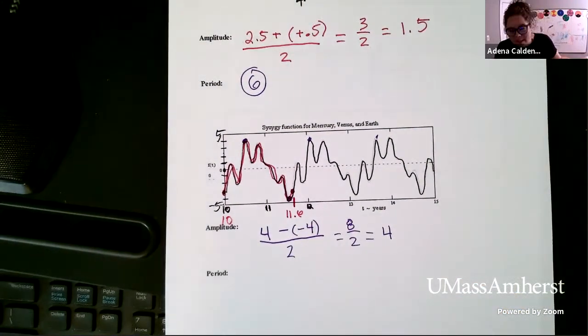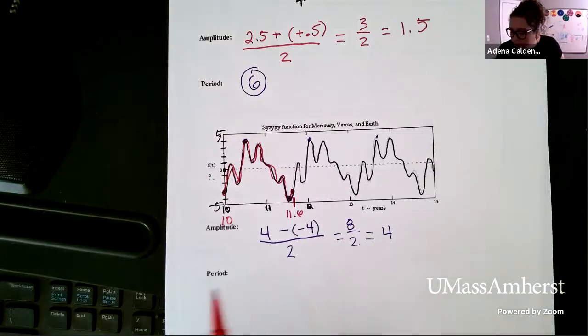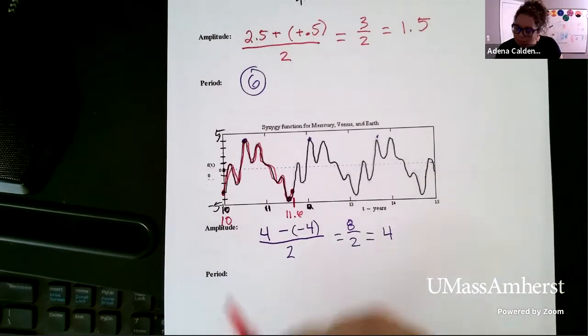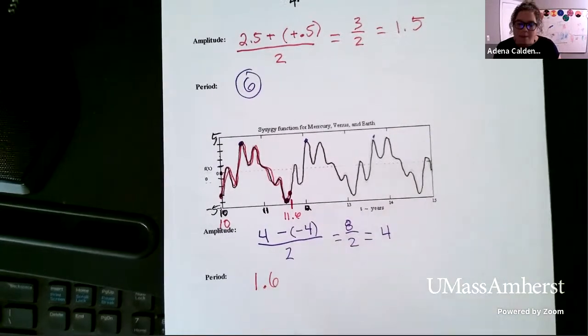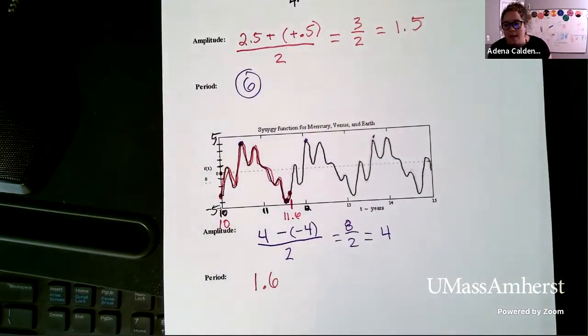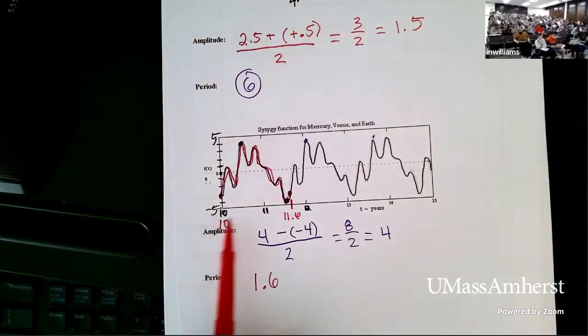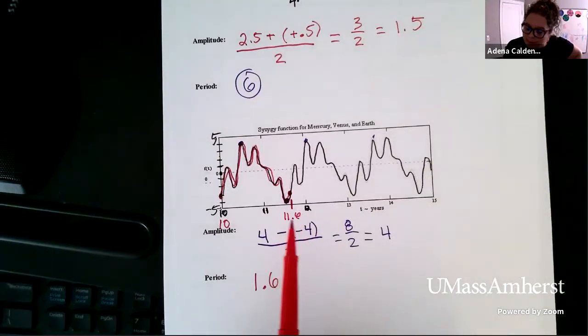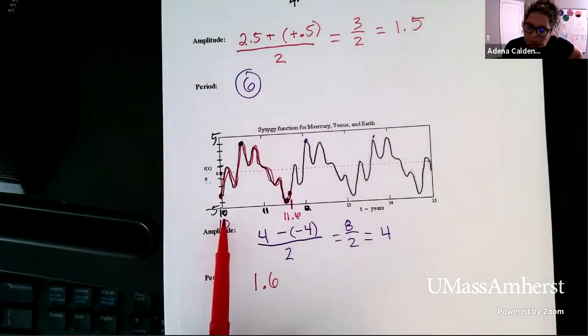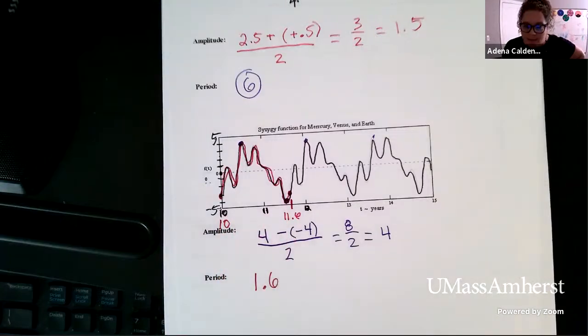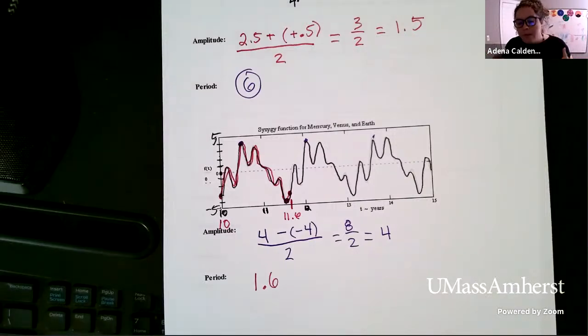You might call it 11.7 or 11.5, which is fine. But to go from 10 to 11.6 gives me 1.6 units that I have to move until I repeat. Be a little bit careful since this is not 0. The period is not 11.6, because that would be the distance from 0, but instead from 10 to 11.6 gives me 1.6 units. Again, these are approximations. So if you get 1.5 or 1.7, that's close enough for these types of visual interpretations.